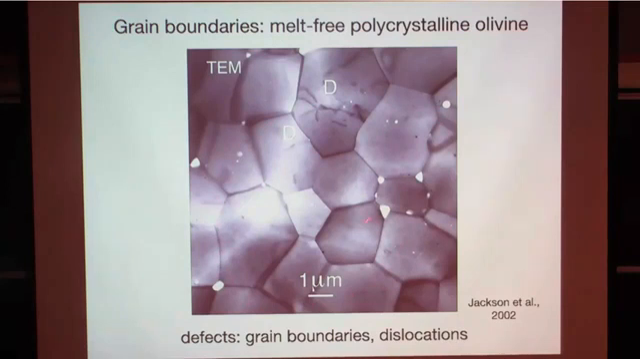I was going to ask what that is. Yeah, these are pores, right? These white areas here, these are pores. At the relatively low pressure of 300 megapascals, and there's no melt in this sample, we can't fully get rid of the pores. It takes quite a bit higher pressure in order to get rid of these pores.